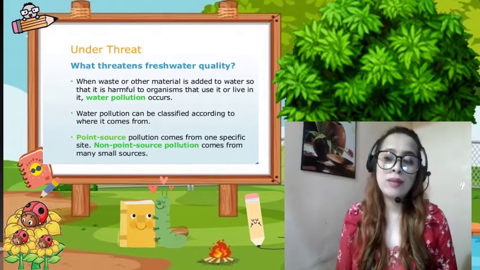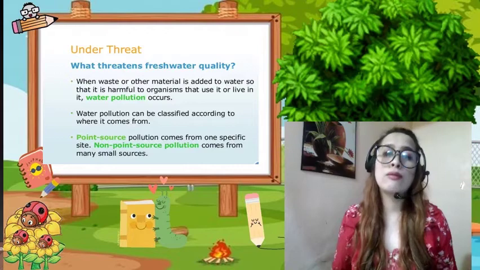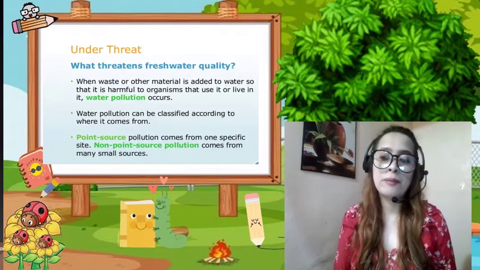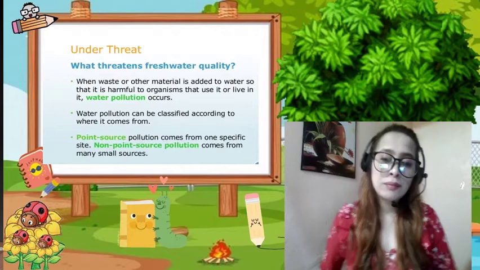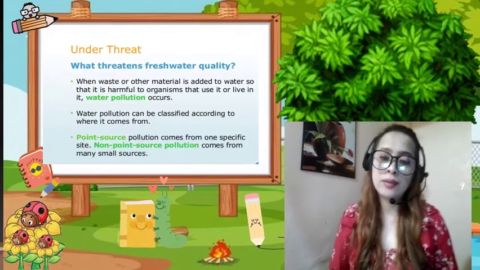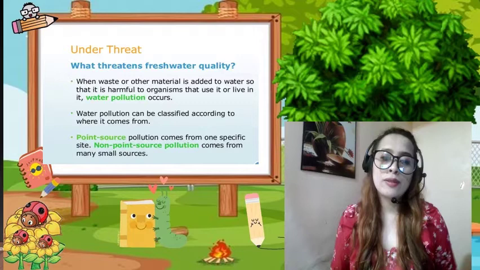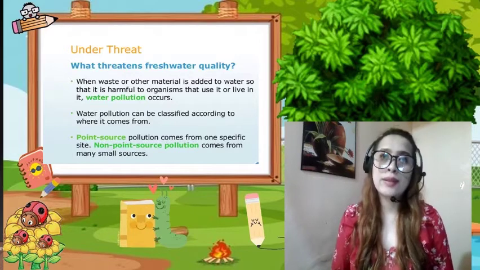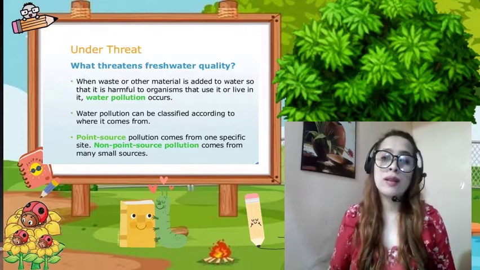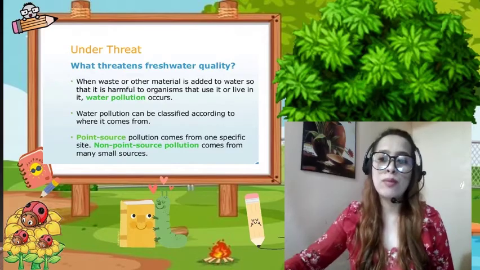So we know already what these human activities are that could lead to water pollution, like the dumping of waste in the wrong way, and no segregation of waste at the same time, that could also pollute our water, and the presence of different chemicals in industrial establishments will contaminate different bodies of water. So water pollution can be classified according to where it comes from. Point source pollution comes from one specific site, and non-point source pollution comes from many small sources.